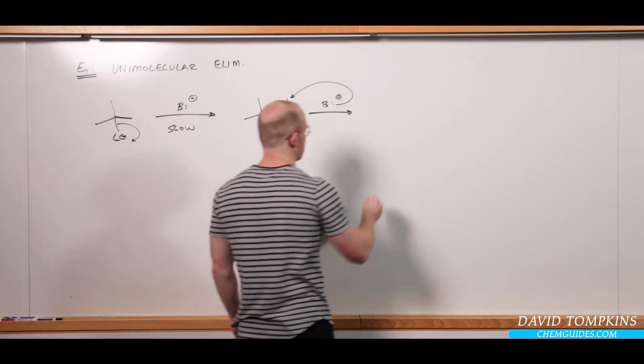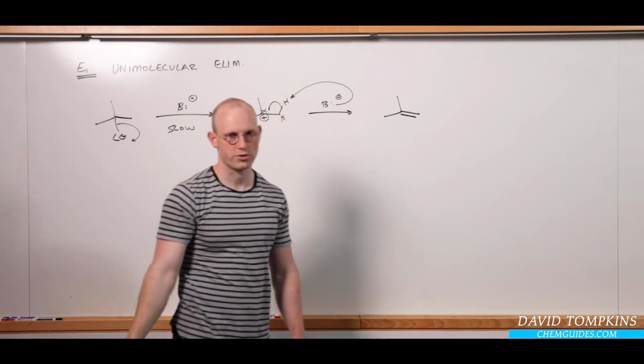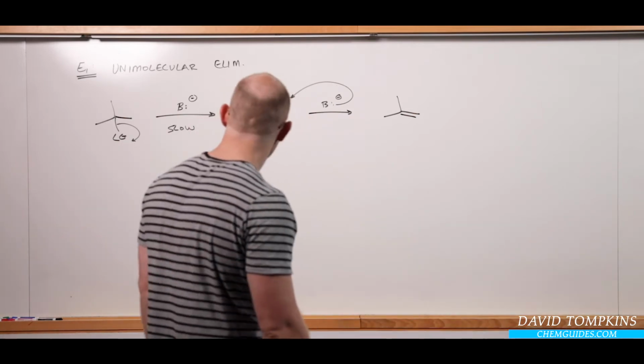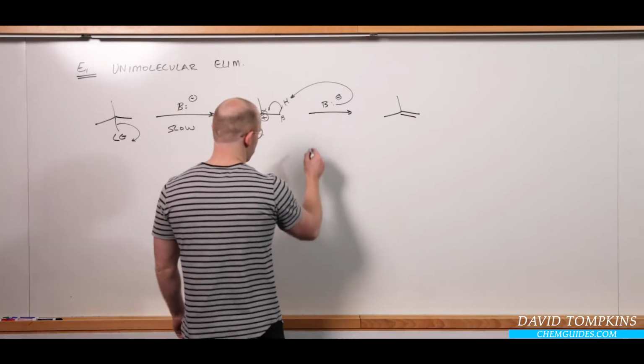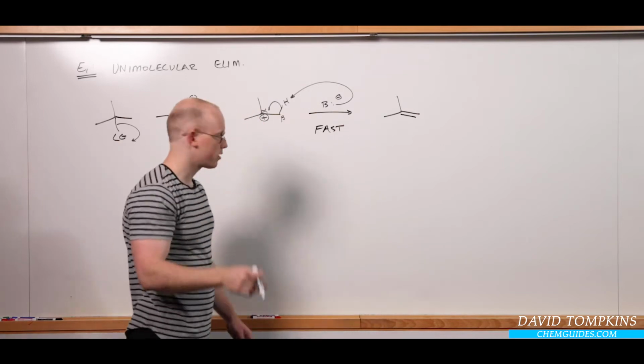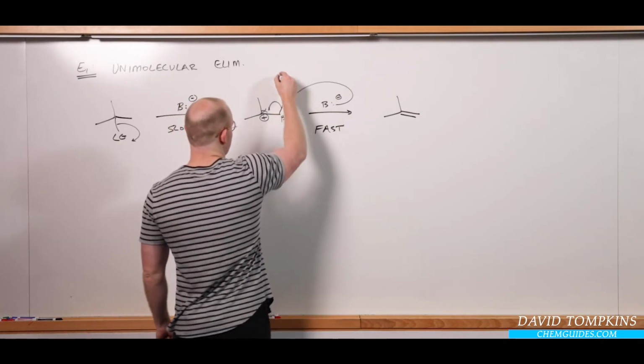And that eliminates to give an alkene. So elimination reactions, whether they're E1 or E2, always give an alkene product. This step is quite fast. We know that carbocations form slowly and react quickly because they are very electrophilic, and this proton here is quite acidic.